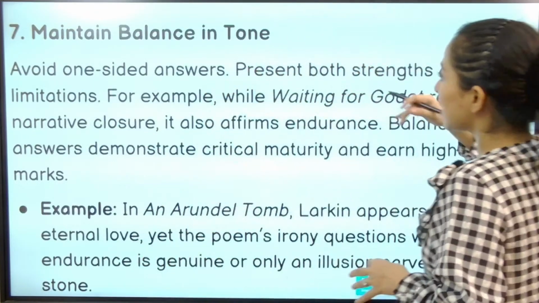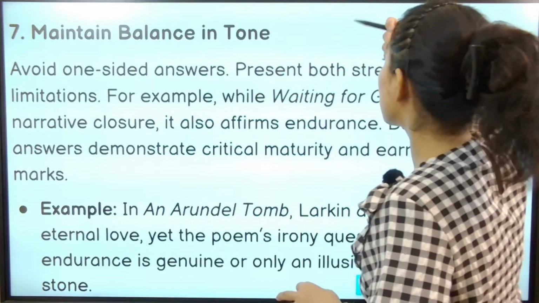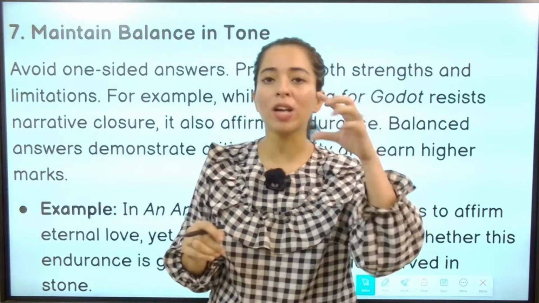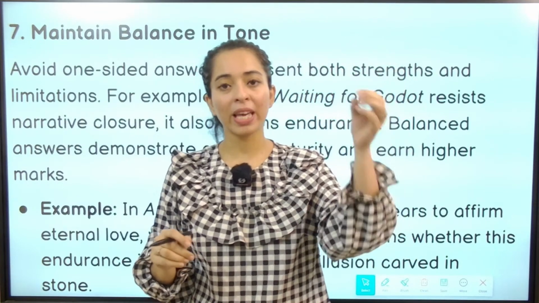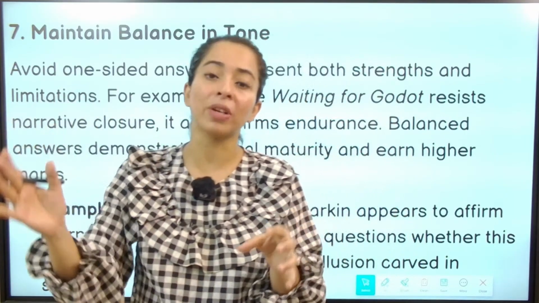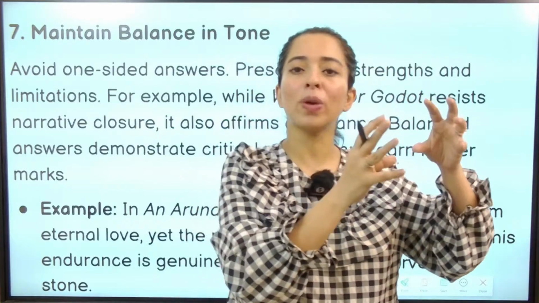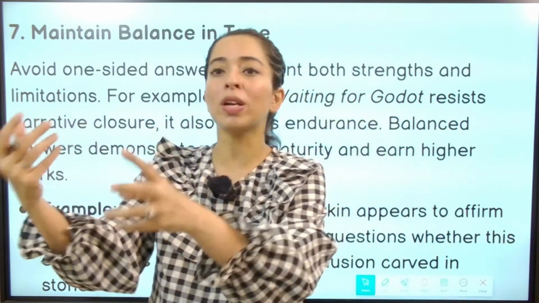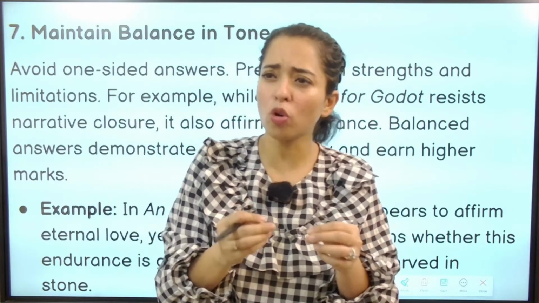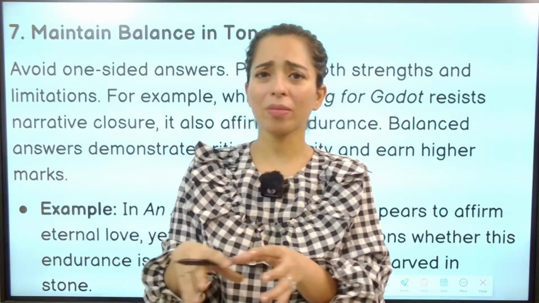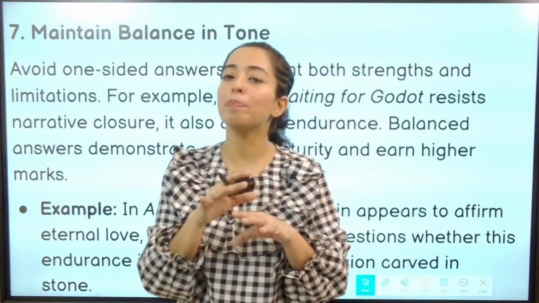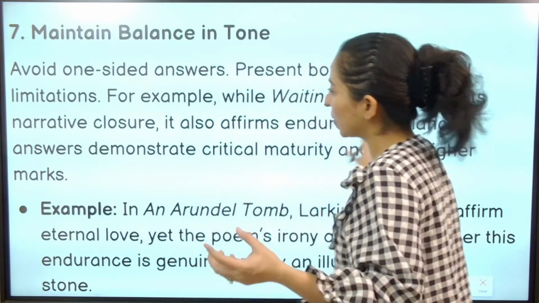Then maintain balance in tone, avoid one-sided answers, present both strengths and limitations. When you're writing the answer, look at what the question is demanding. If the question is about post-war disillusionment, explain what exactly it is, and then go ahead with its limitations as well as its benefits. Whatever you are writing has to have a very balanced tone. Do not be extremely inclined towards something. Your inclination should be in a very balanced format. Make sure that you go ahead with that.